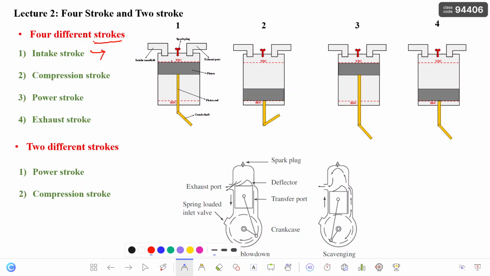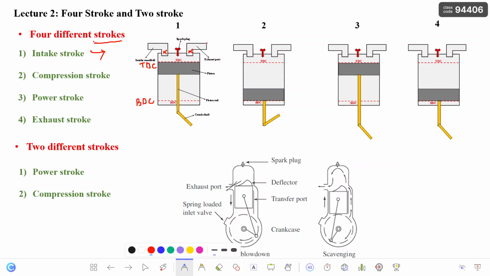So the first stroke is when, let us say, the piston is at the top dead center and this is the bottom dead center. I hope it is visible. This is top dead center, this is bottom dead center, and this is top dead center. Just imagine that initially both the valves are closed now.